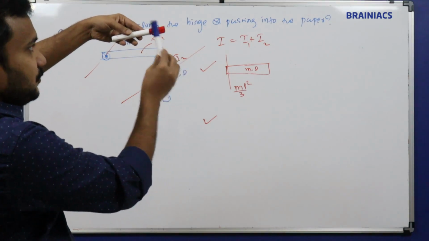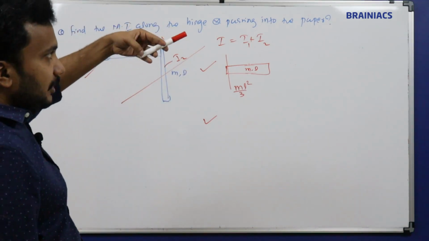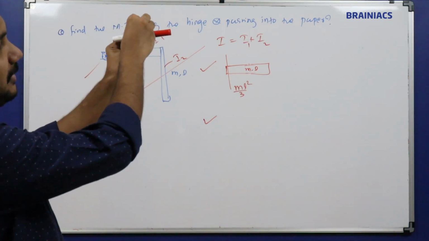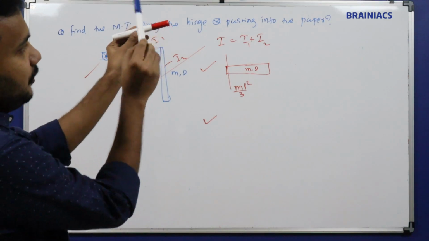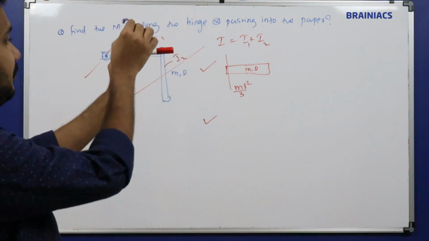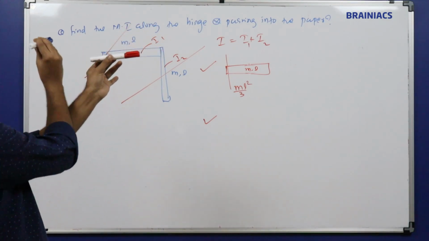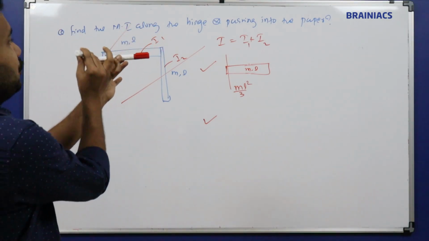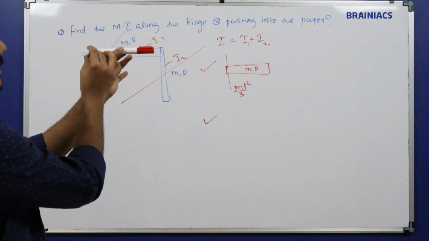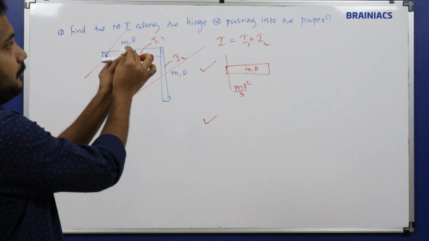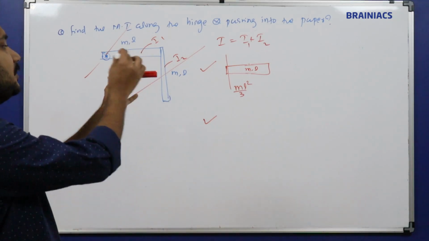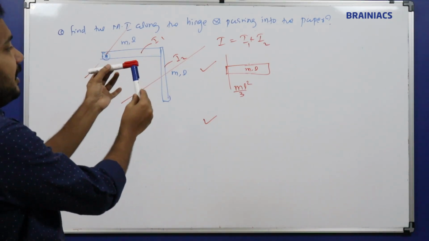Now the structure looks like this. I have an axis here, and its value is ml square by 12. This is also ml square by 12. Now I know this axis is ml square by 12. I have another axis passing like this, which is actually given in the question. It is into the board. So on this side it is ml square by 12, and on this side it is ml square by 3, because of the parallel axis theorem, which we told just 5 minutes before. So this is found.